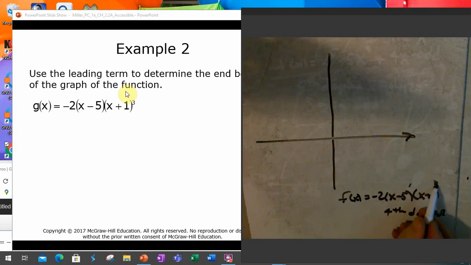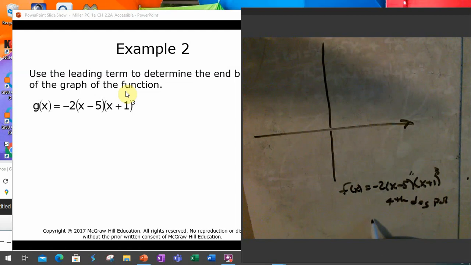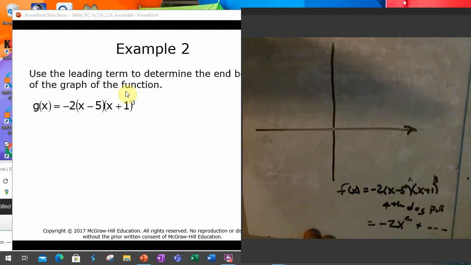This is understood 1. I can just count these up. This is going to be a third degree. This is going to be a first degree. Multiply this together, I get a fourth degree. Once I expanded this, I'd have x to the fourth. I'd multiply that times a negative 2, so my leading term would look like minus 2x to the fourth, and then I'd have a bunch of other stuff. I don't even have to expand it out. This is going to give me the end behavior.